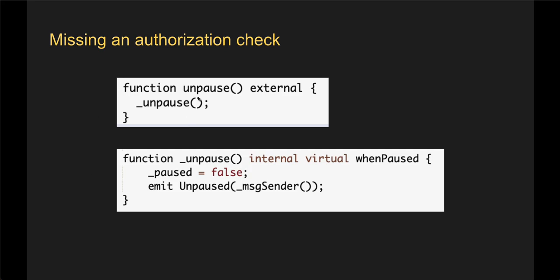But the function unpause can be called by anyone. Simply, they forgot to add the onlyOwner modifier, which allows only the owner to call the unpause function. So even if the project would pause the protocol, the hacker would be able to call unpause right after that and continue with their hack. Simple as that.